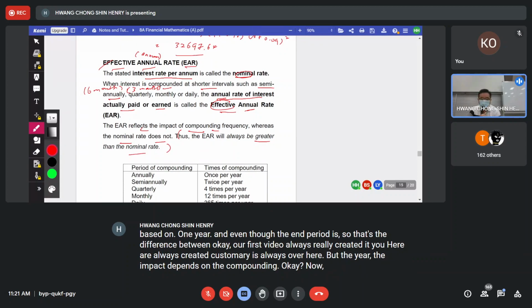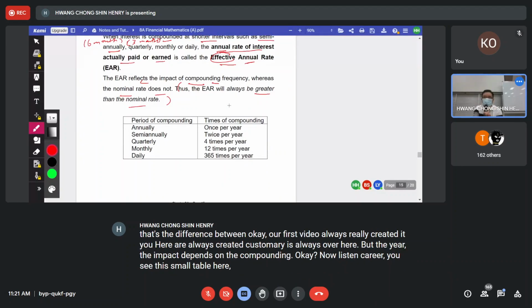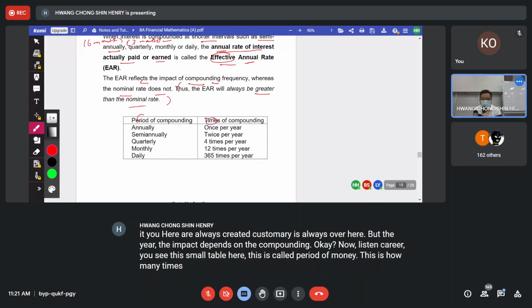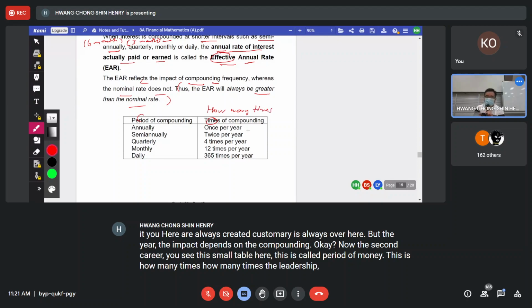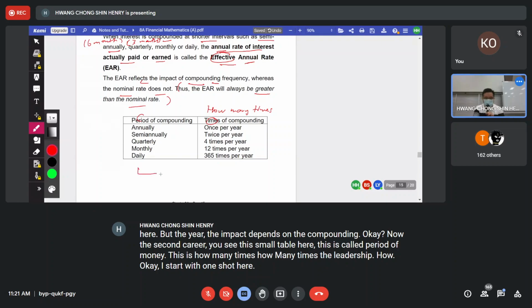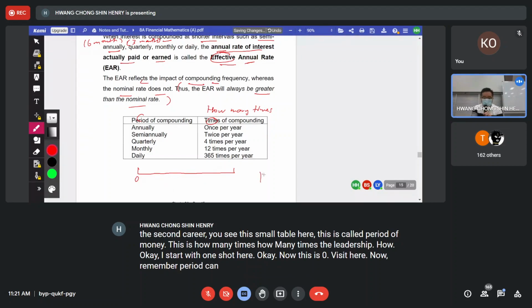Okay, now listen carefully. You see this small table here? This is called period of compounding. This is how many times the interest rate compounds. Okay, I start with one chart here. I hope you can follow. Now this is 0. This is period. Now remember, period can be day, month, quarterly, and so on. Okay, now I start with annually.